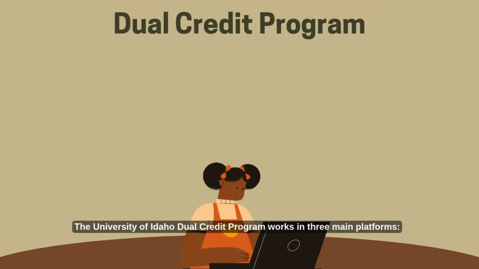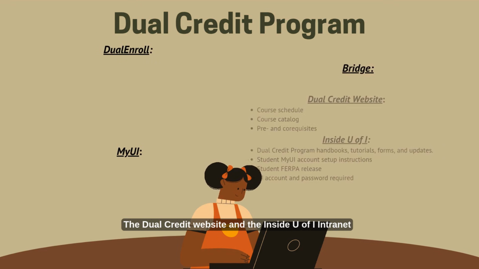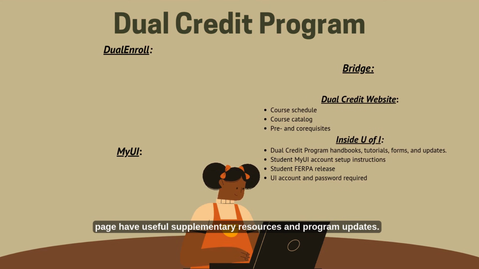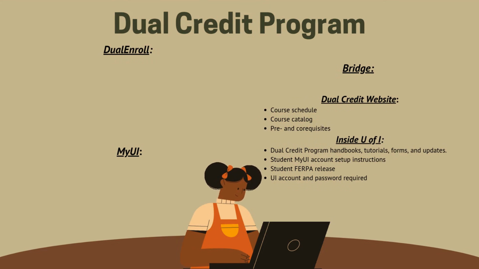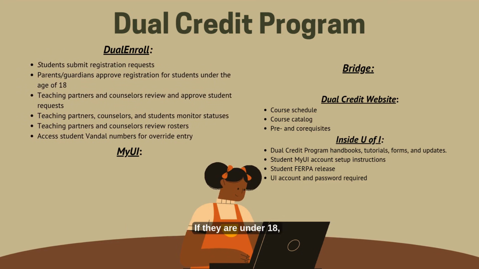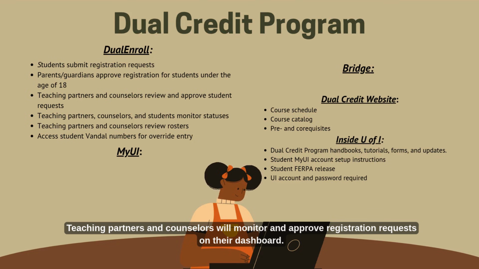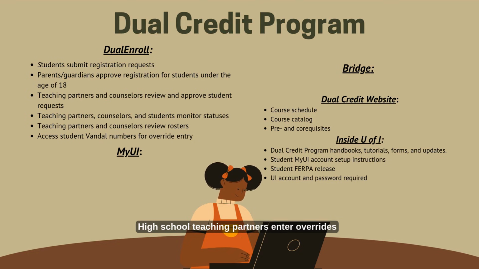The University of Idaho Dual Credit Program works in three main platforms: DualEnroll, MyUI, and Bridge. The Dual Credit website and the Inside U of I intranet page have useful supplementary resources and program updates. DualEnroll is used by students to enter registration requests. If they are under 18, their parents or guardians will receive notices from DualEnroll to approve. Teaching partners and counselors will monitor and approve registration requests on their dashboard.